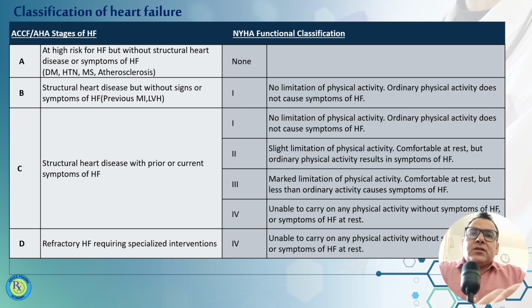Class 3 has marked limitation of physical activity; the patient is still comfortable at rest, but less than ordinary activity can cause symptoms. While class 4 is very severe: he is unable to carry out any physical activity without symptoms of heart failure, or symptoms can occur at rest. And stage D, of course, will be equivalent to class 4 of the heart failure classification in NYHA.